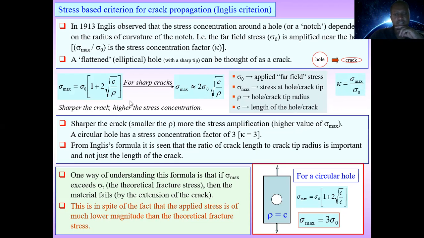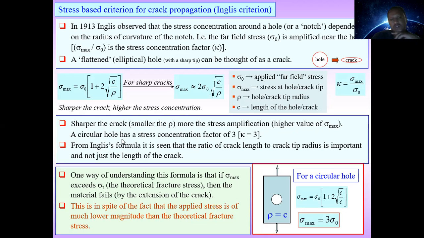So whenever the crack is very sharp, sigma max is approximately equal to 2 times sigma naught radical C over rho. Sharper the crack, higher the stress concentration. So when we say the crack is sharper, we mean that the radius of the crack tip rho is very small. More stress amplification, or a higher value of sigma max, will be attained.